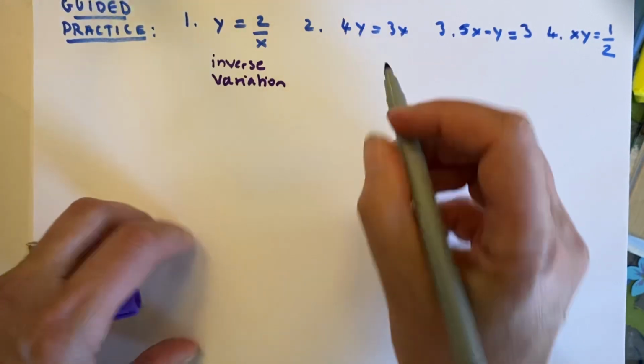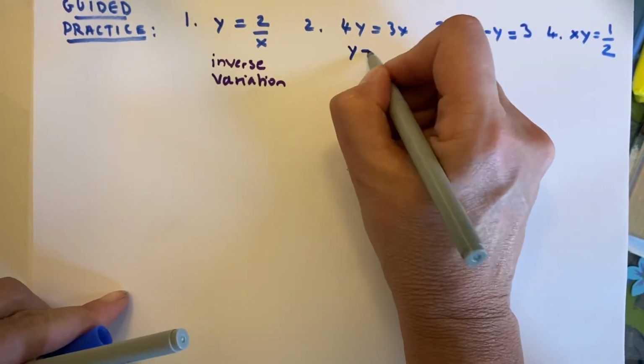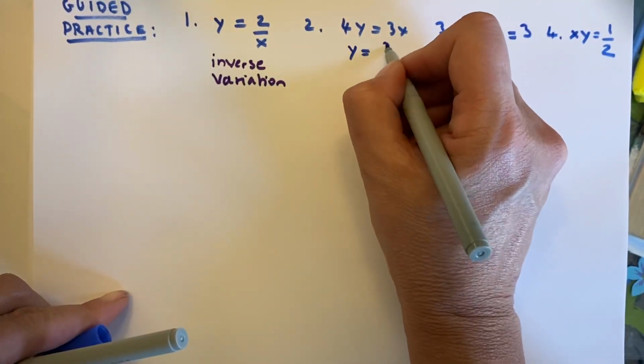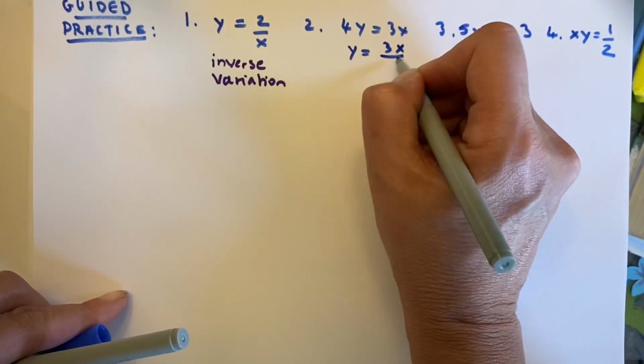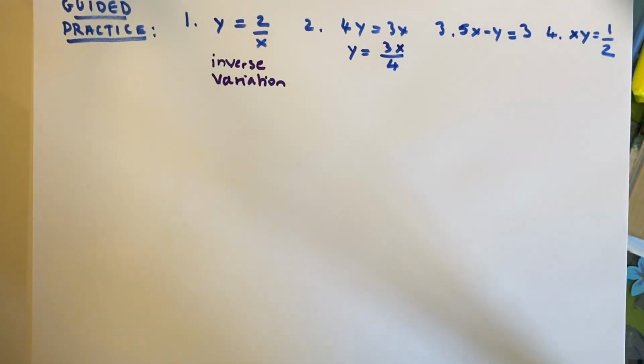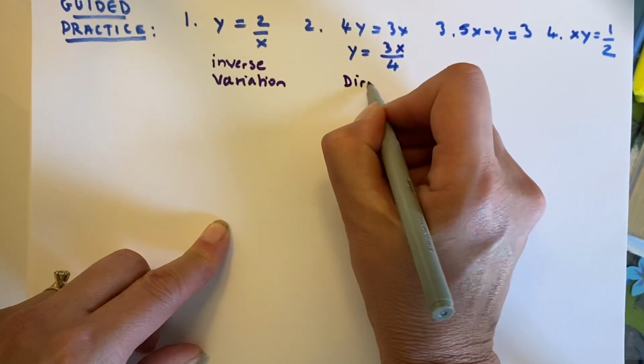For y equals 3x, you divide both sides by 4 to get it in y equals form, and you get y equals 3x over 4, or 3/4 x. That is a direct variation equation, right? You can see with a slope of 3/4, so that's direct.